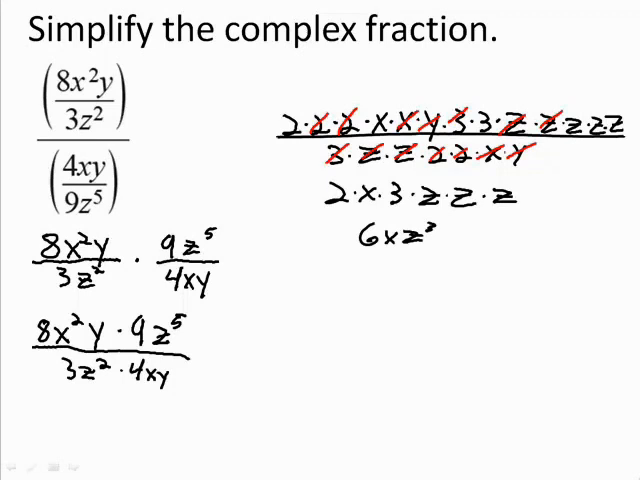This expression has to have the same domain as the original expression. There was a z, an x, and a y in the denominator of the original expression. So the simplified expression is 6xz cubed, where x is not equal to 0, y is not equal to 0, and z is not equal to 0.